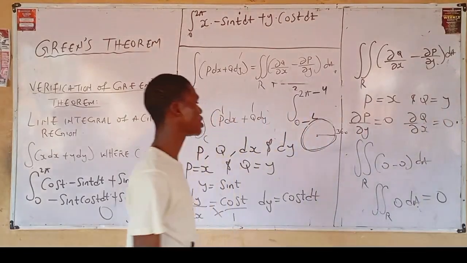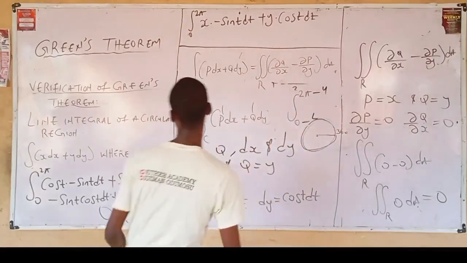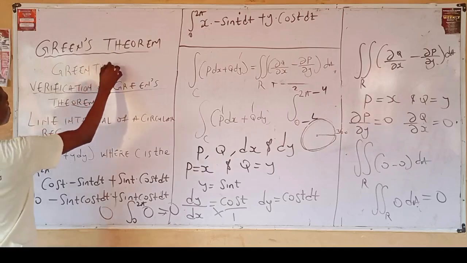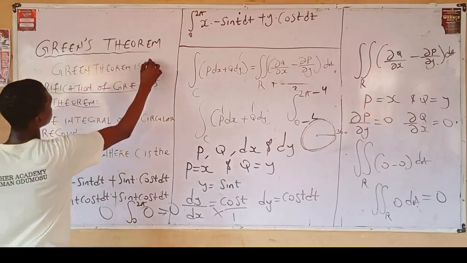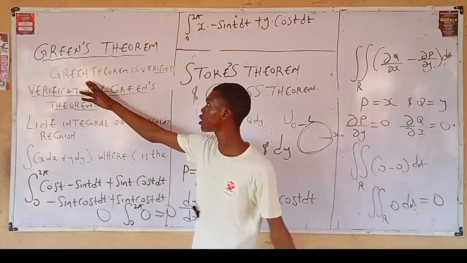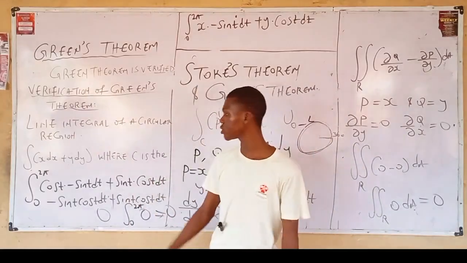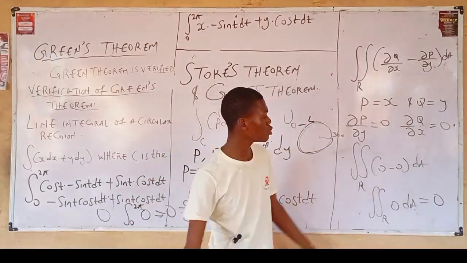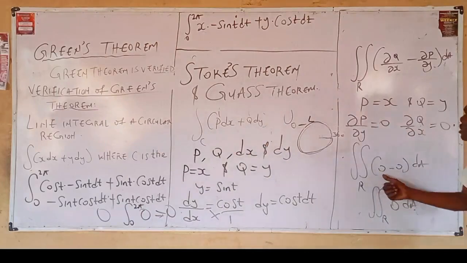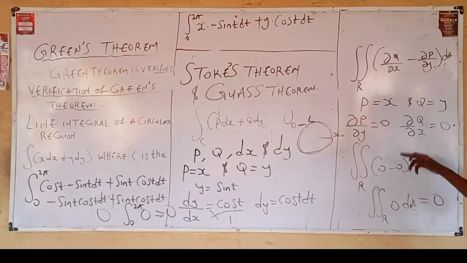Why is Green's theorem verified? It is verified because when we use the line integral, we got 0, and when we use the double integral, we got 0. So state your conclusion: you say that Green's theorem is verified. But in some cases, we got 0 here just because in this case, our partial derivative of P with respect to y is 0, and the partial derivative of Q with respect to x is 0, meaning 0 minus 0 is still giving us 0.